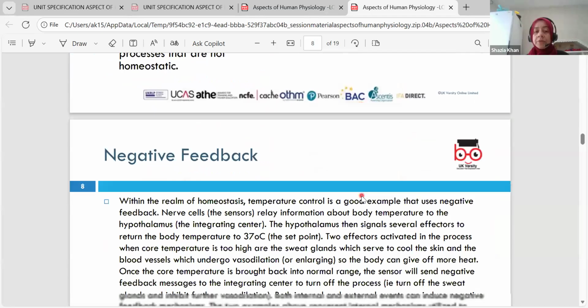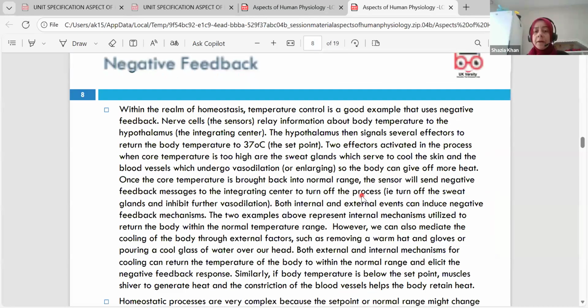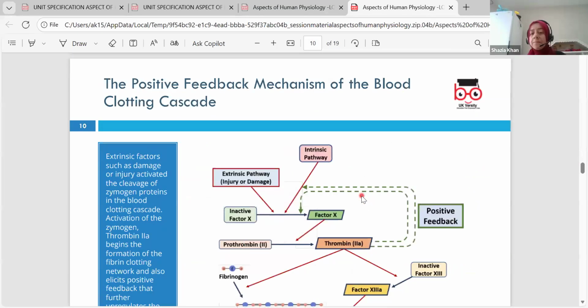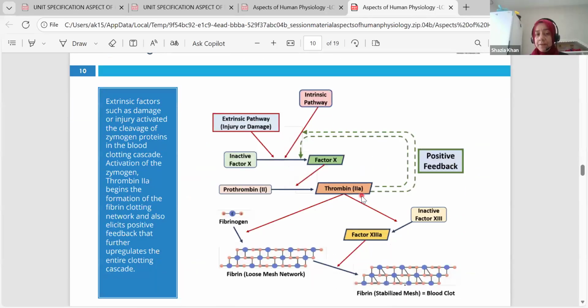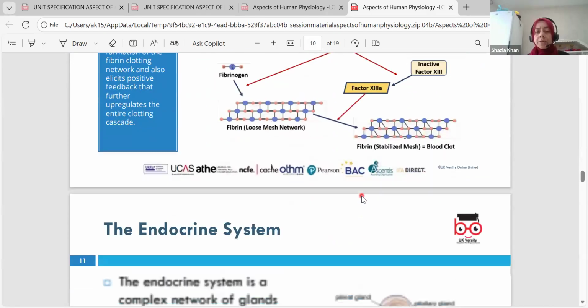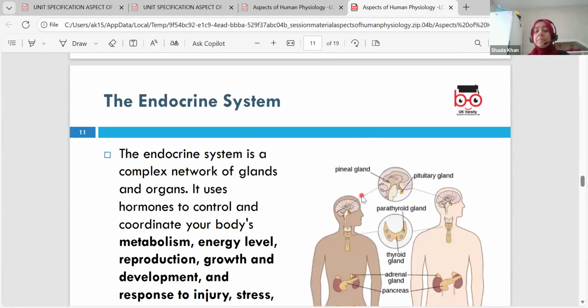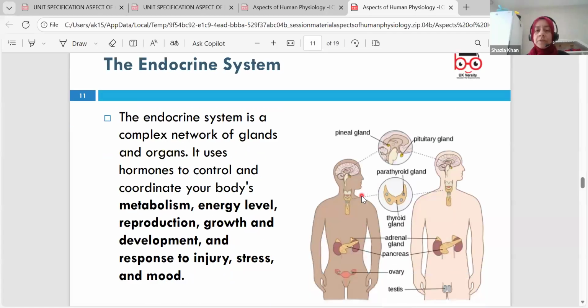I'm not going to go into the details of this. There's a positive feedback mechanism of the blood clotting cascade. There are certain extrinsic factors like damage or injury that happens within your body. It activates the cleavage or the breaking of zymogen proteins. This is too much in detail. I'll talk a little more about the general things instead of the very detailed things. This I can do later and then send you as a recording. I'm conscious of the time.